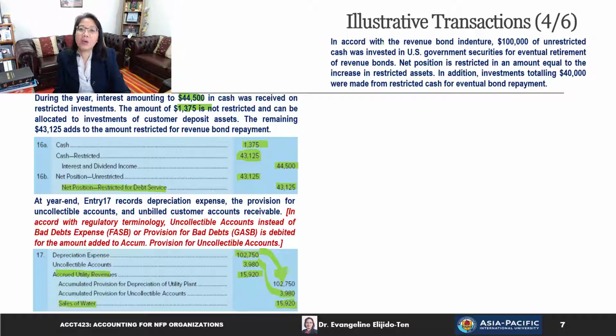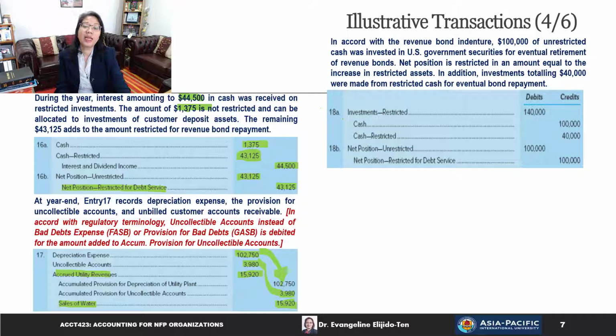All right, now in accordance with the revenue bond indenture, $100,000 of unrestricted cash was invested in U.S. government securities for eventual retirement of revenue bonds. The net position is then restricted in an amount equal to the increase in restricted assets. So in addition, investments totaling $40,000 were made from restricted cash for eventual bond repayment. So we'll need to journalize these.